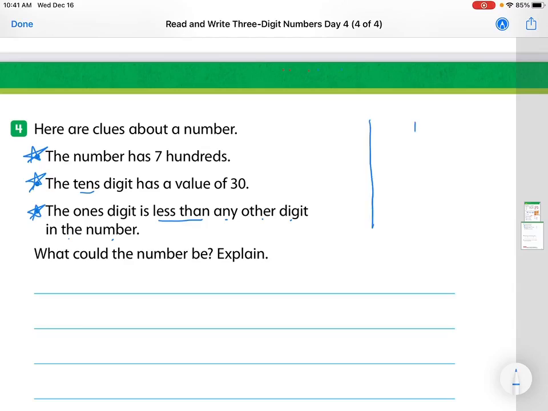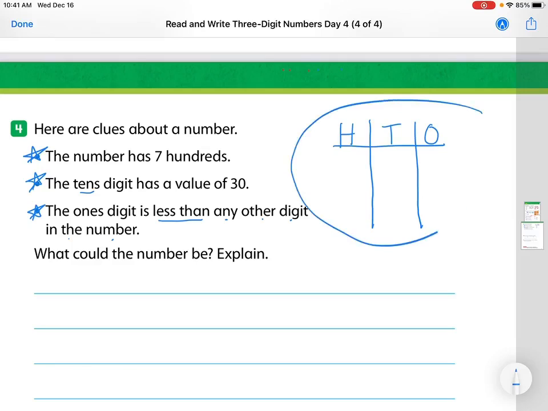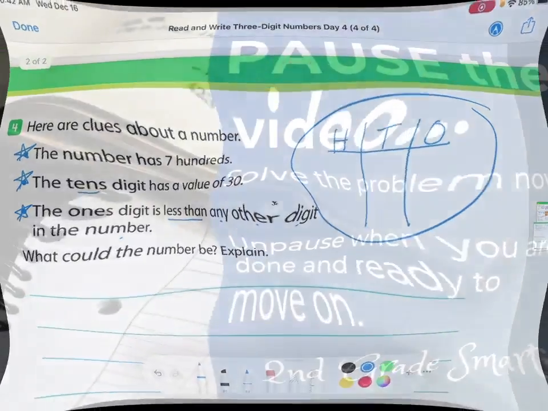Explain. All right, everybody make your place value chart over here at the side. Put your hundreds, tens, and ones. I want you to go ahead and use that chart to plug in the numbers that are in our clues and see what you get. So this is all we're going to do right now, is fill in our chart. All right, pause the video.